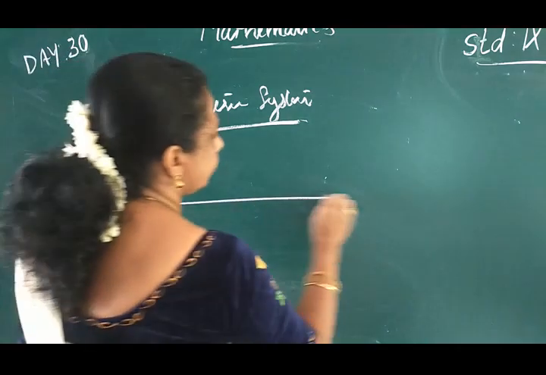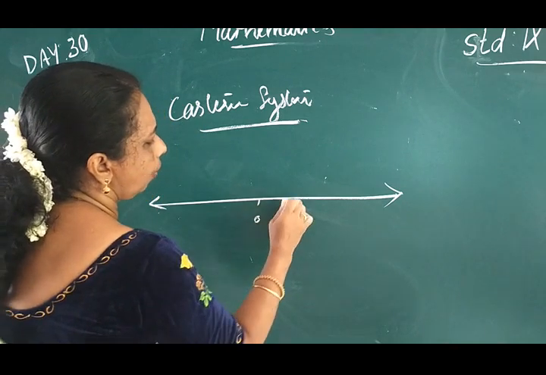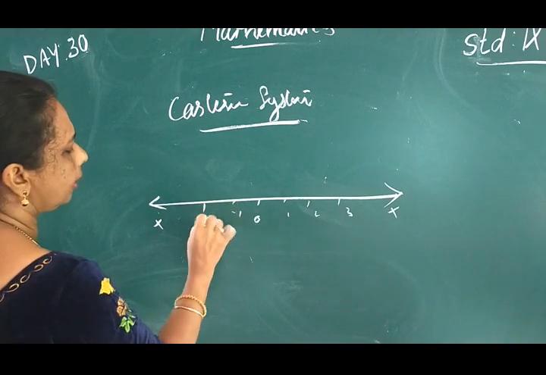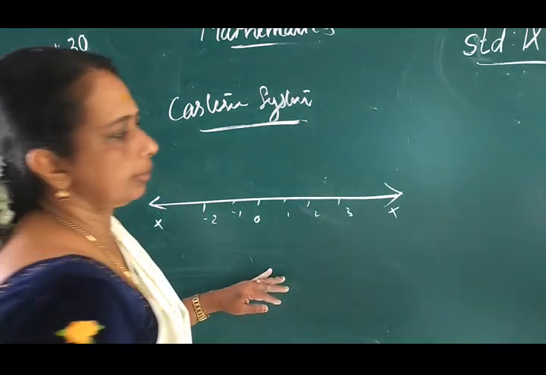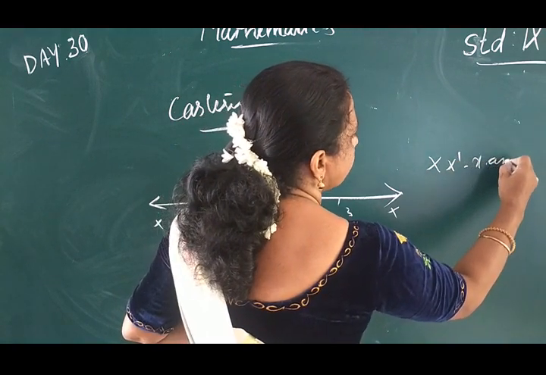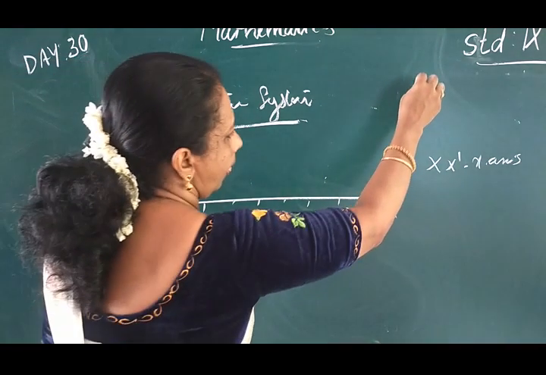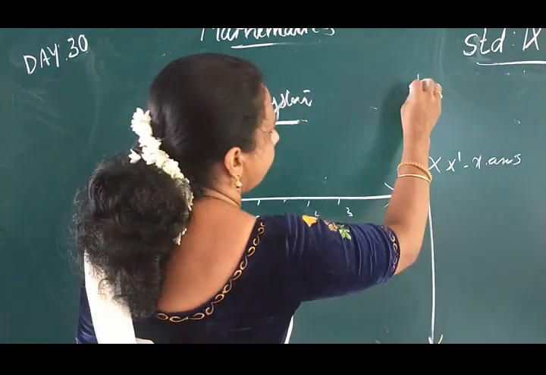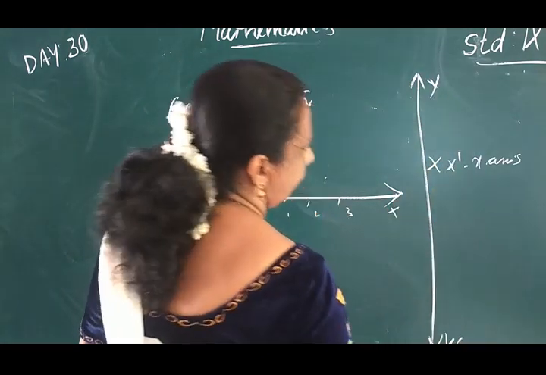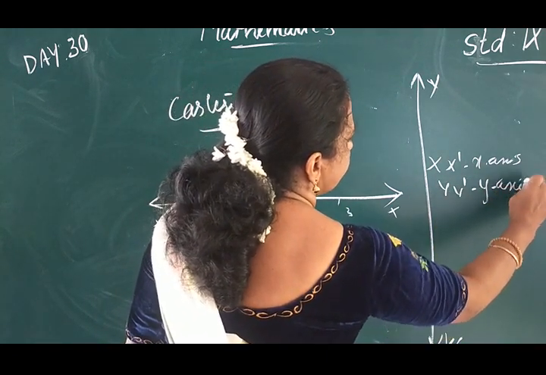You know what is the x-axis? This is a horizontal line: 0, 1, 2, 3, and here X dash, minus 1. That is the x-axis, the horizontal. What is the y-axis? That is the vertical, Y dash. That is the y-axis.